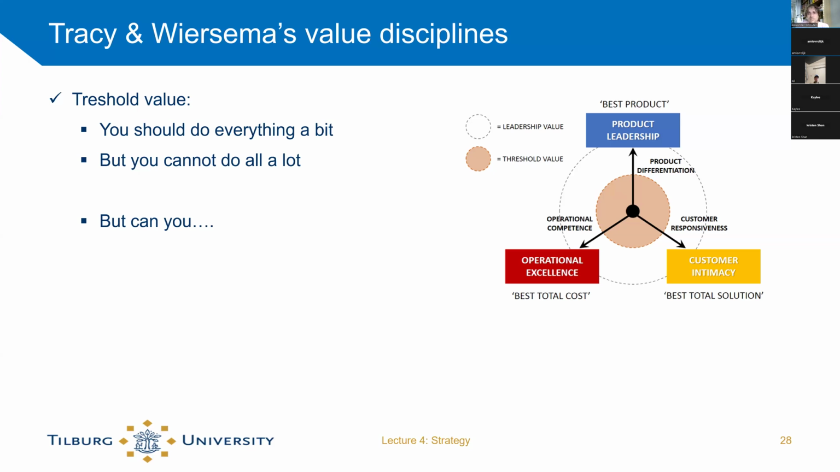But usually you see a kind of a focus. Apple clearly focuses on product leadership, and maybe a bit customer intimacy. Aldi clearly focuses on operational excellence. So again, this is important for your business plan, but in general, this is a useful tool to look at what type of organization you are.